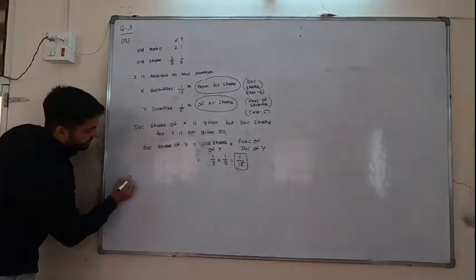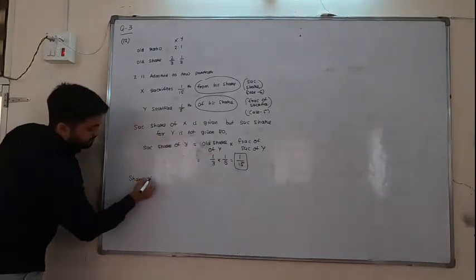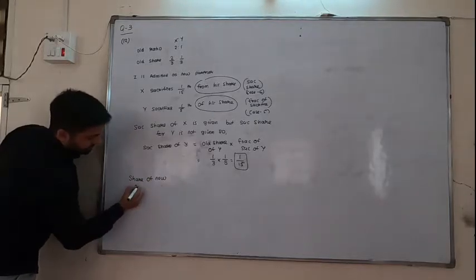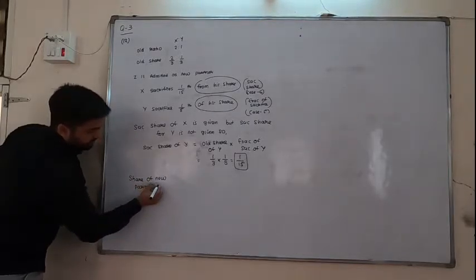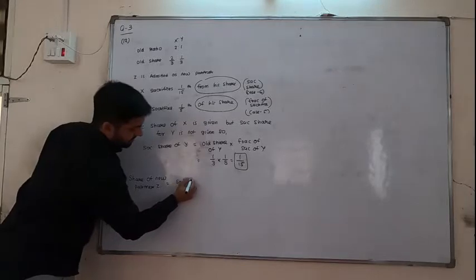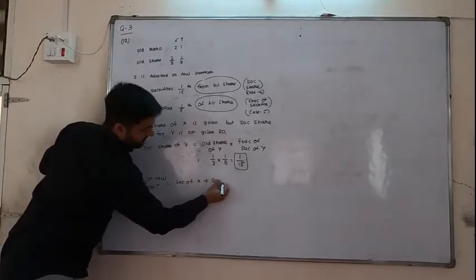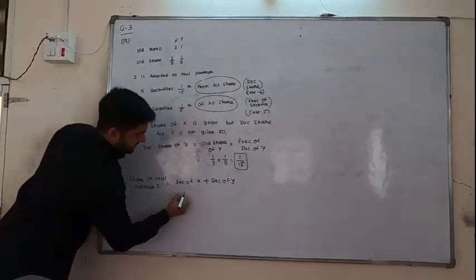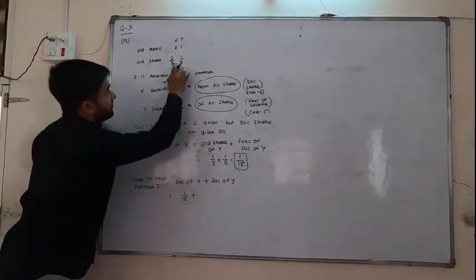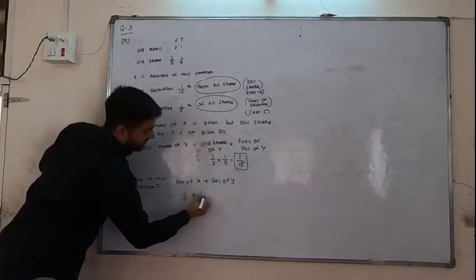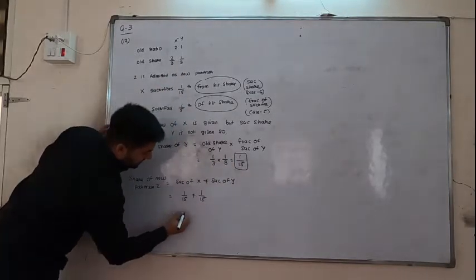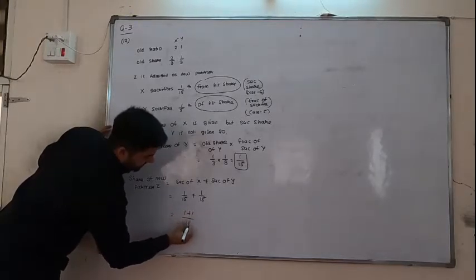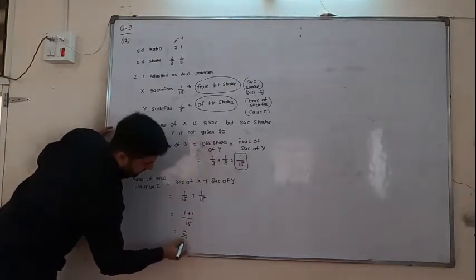So we can find share of new partner Z, which is equal to sacrifice of X plus sacrifice of Y. Sacrifice of X is given as 1/15, and sacrifice of Y we found just now, 1/15. So 1/15 plus 1/15 is 2/15.